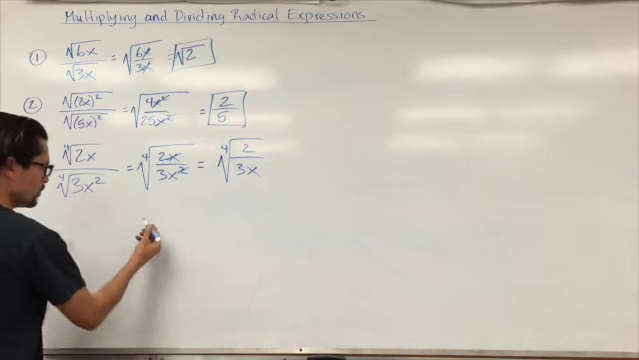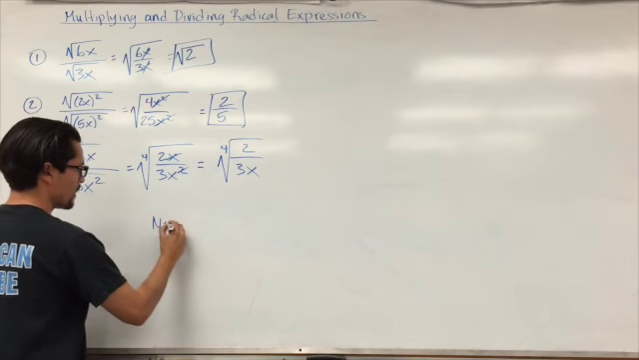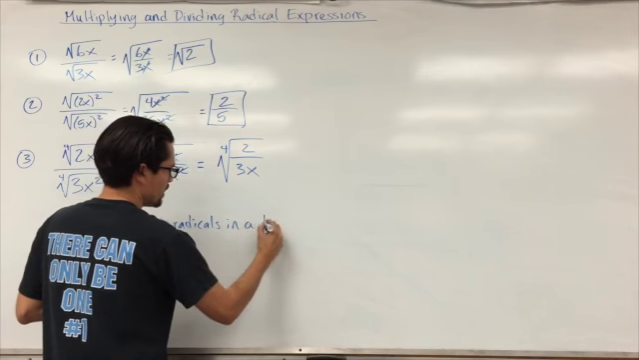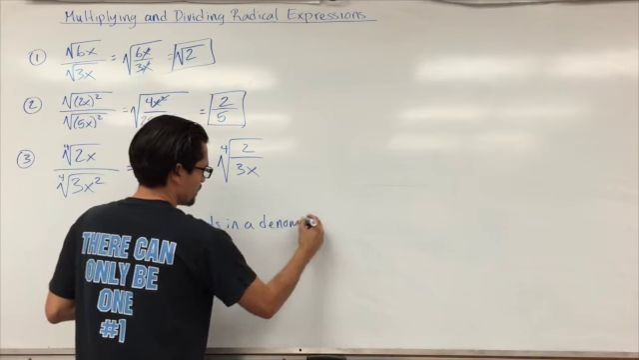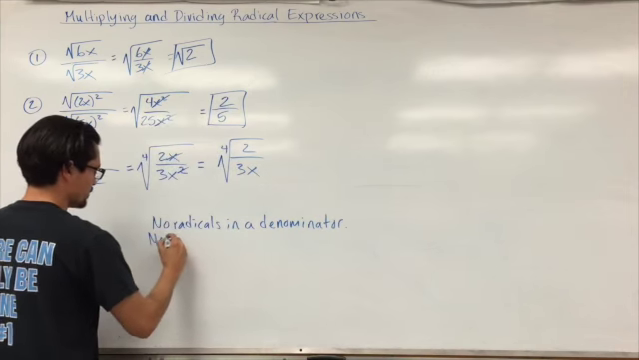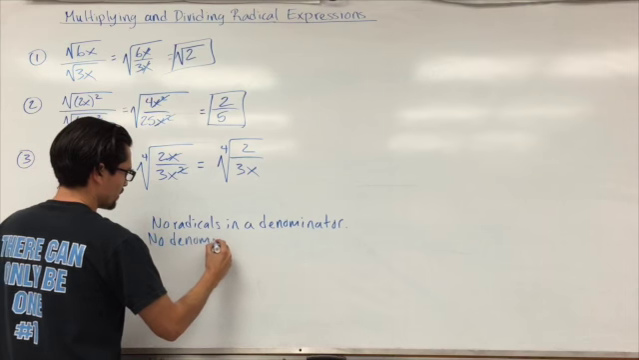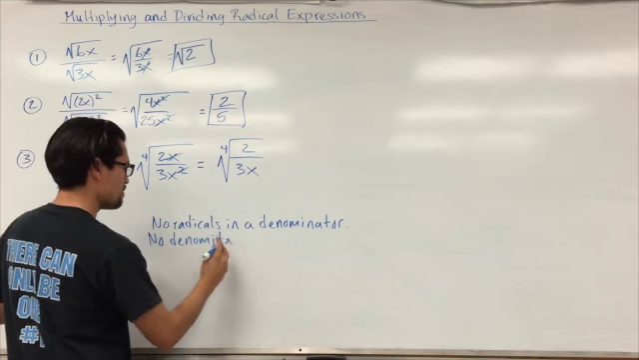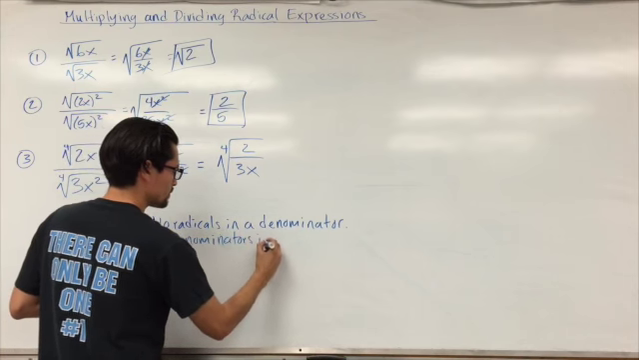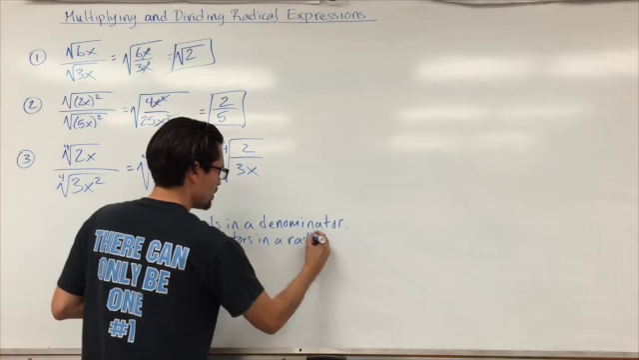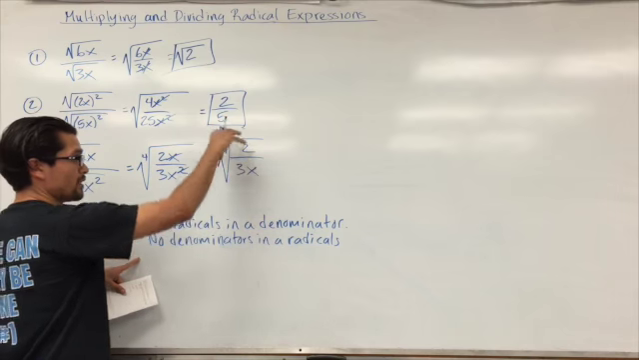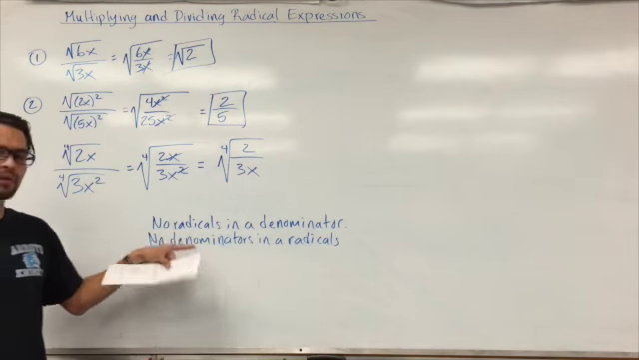One of the main rules of simplifying radicals is no radicals in a denominator, and no denominators in a radical. No denominators in a radical, that's this. There's a denominator inside of a radical. That basically means there's no fractions in a radical.